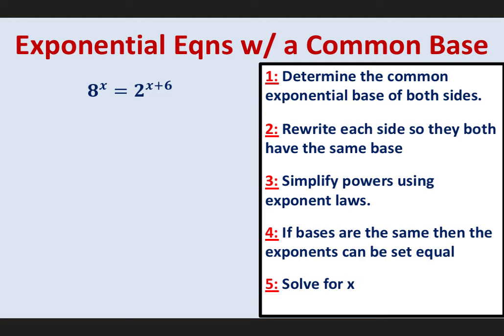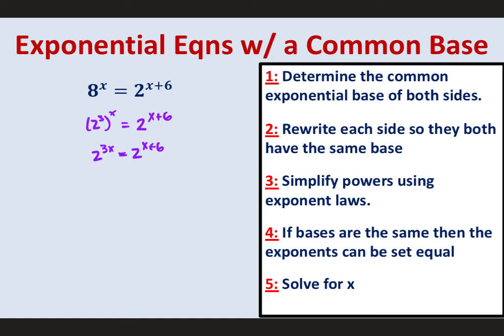For this first example, I have 8 to the x equals 2 to the x plus 6. Now, 8 and 2 are definitely not the same, but I know some exponent rules, and I know that 8 can be rewritten as 2 to the 3rd. So I asked myself, how could 8 be rewritten as a 2? 2 to the 3rd. 2 can't be rewritten; it's already prime. So that's 2 to the 3rd, to the x, and this is 2 to the x plus 6. So this becomes 2 to the 3x equals 2 to the x plus 6.